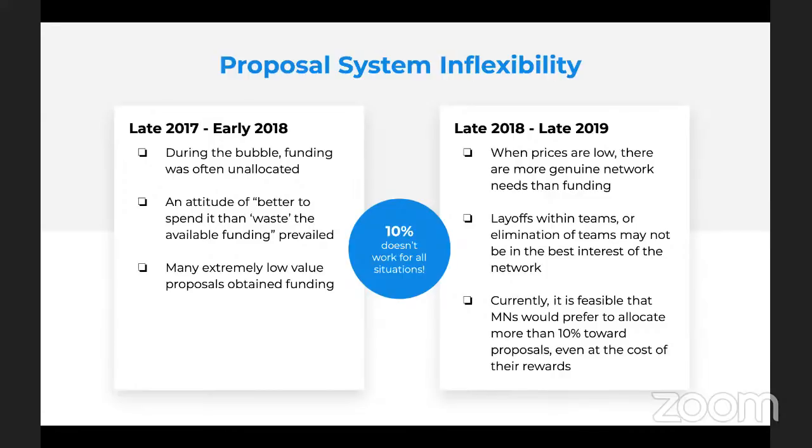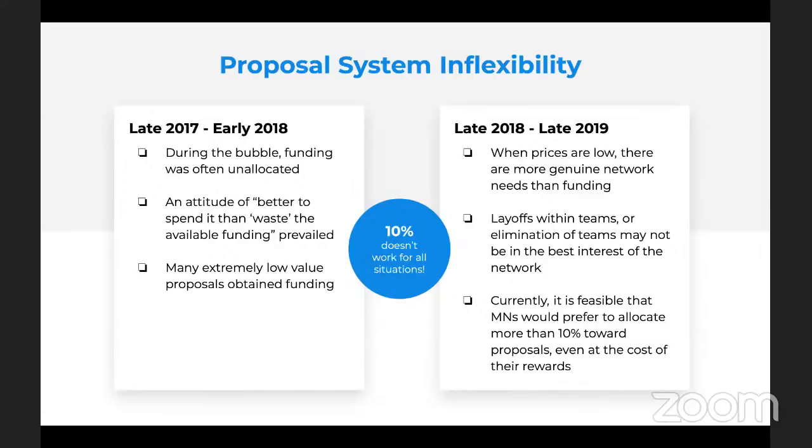We had layoffs within teams, elimination of teams, and a lot of that was simply temporary in nature. The price quickly recovered, but by that point in time, people had moved on. And when the network loses good teams, that certainly is due to this instability. That certainly isn't good for us in the long run.